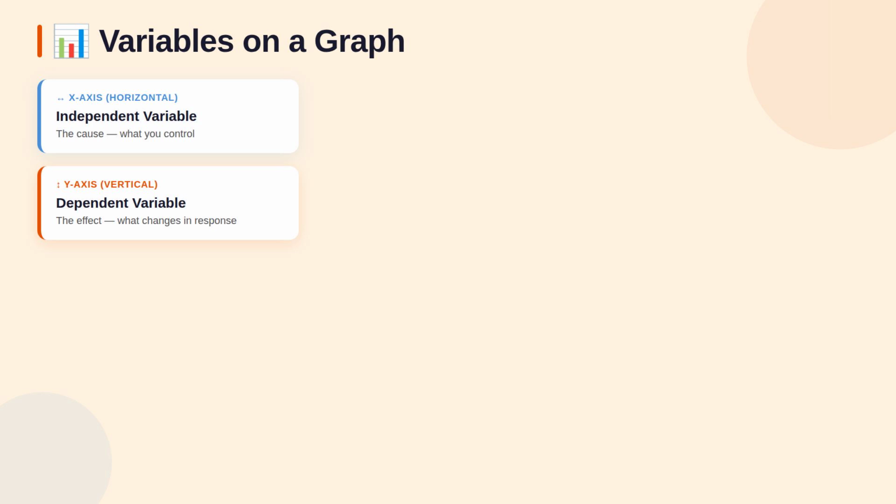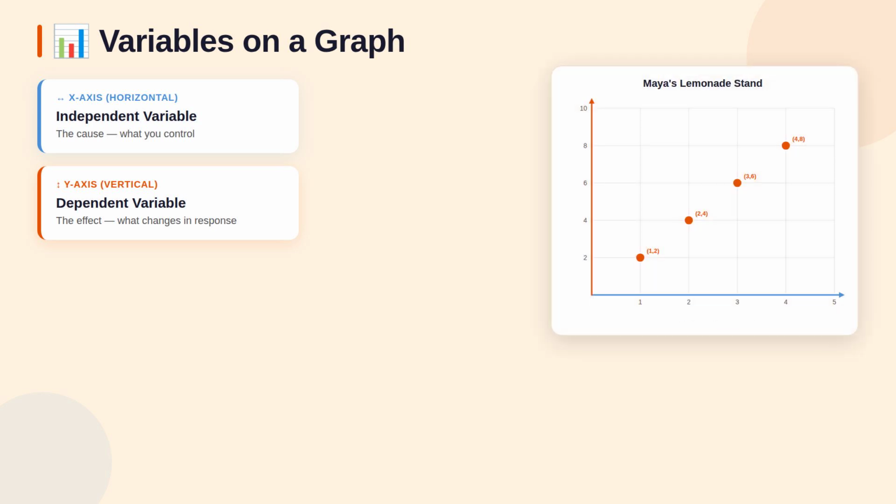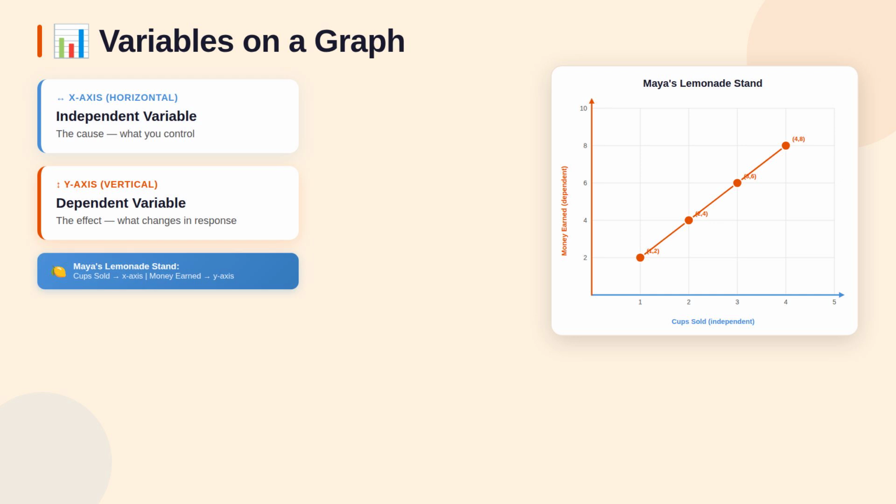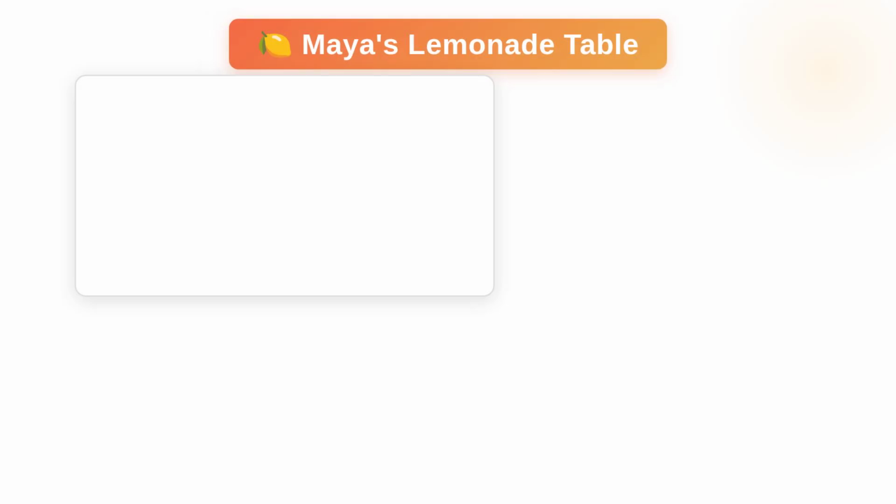Here's a bonus superpower. When you graph these variables, there's a special rule. The independent variable always goes on the horizontal axis. That's the x-axis going left and right. The dependent variable always goes on the vertical axis. That's the y-axis going up and down. For Maya's lemonade stand, cups sold goes on the x-axis, and money earned goes on the y-axis. Every point on the graph shows exactly how much she earned for each number of cups. The graph makes the relationship visible. You can literally see how one variable affects the other.